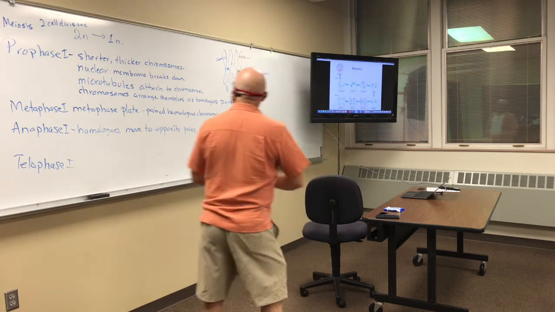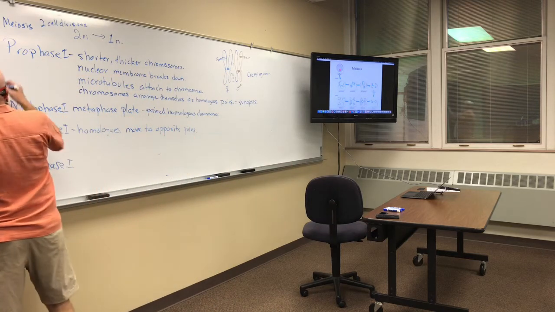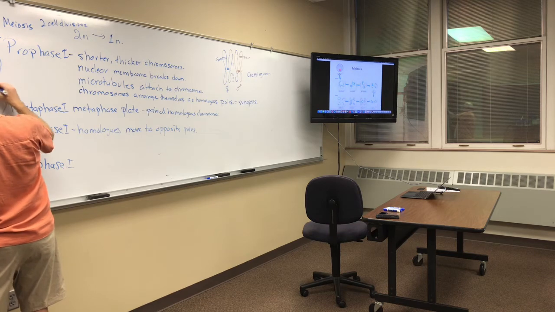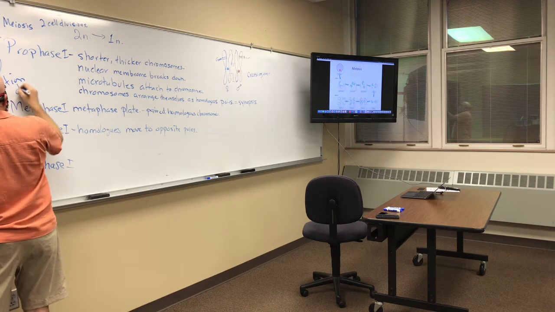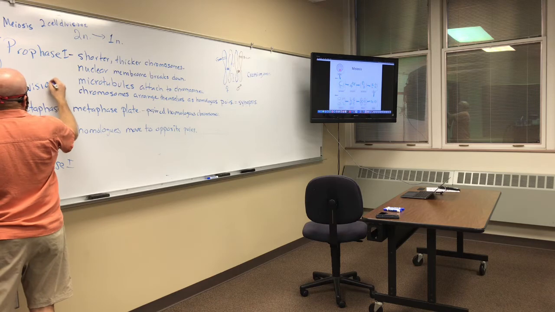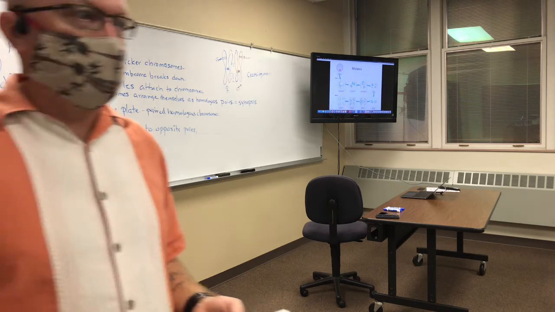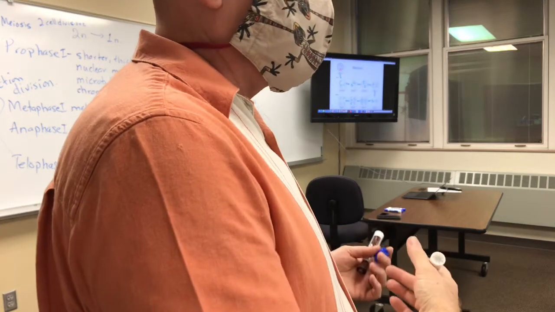So meiosis 1 is sometimes referred to as a reduction division, because what it has done is it's cut the total amount of genetic material in half of what it was at the beginning.